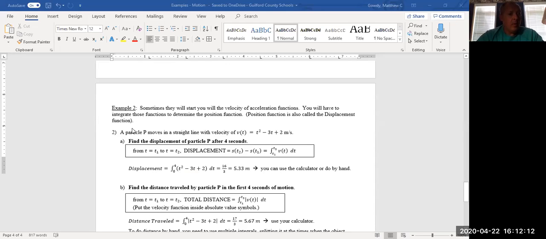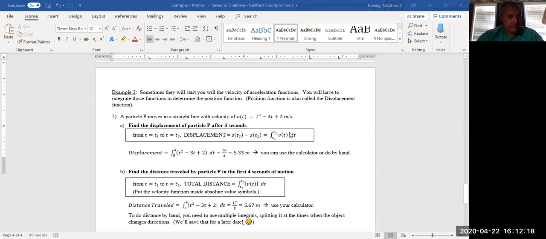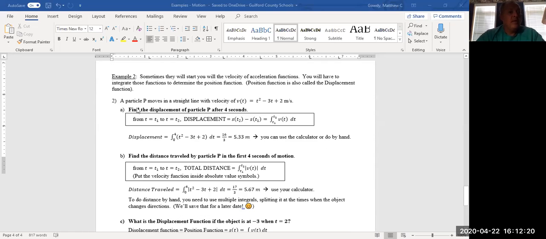So a particle moves in a straight line with a velocity of t squared minus 3t plus 2 meters per second. They want us to find the displacement of the particle after 4 seconds. Well, remember, displacement is its final position minus its starting position. And so I need to be using the position function. Well, how do I get from velocity to position?